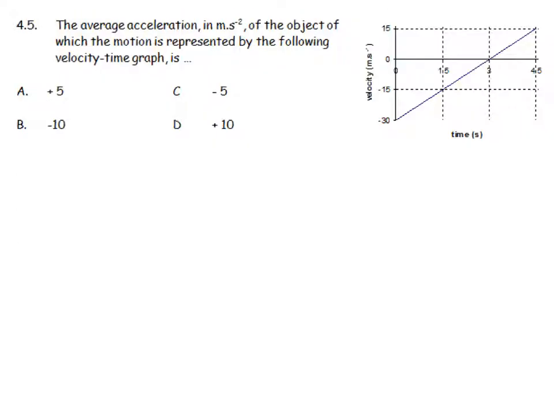The average acceleration in meters per second squared of the object whose motion is represented by the following velocity-time graph is... So we've got velocity and we've got time. What do we know about velocity-time graphs? We know that for a velocity-time graph, the gradient is always equal to acceleration. So we want the acceleration, so we're going to work out the gradient.